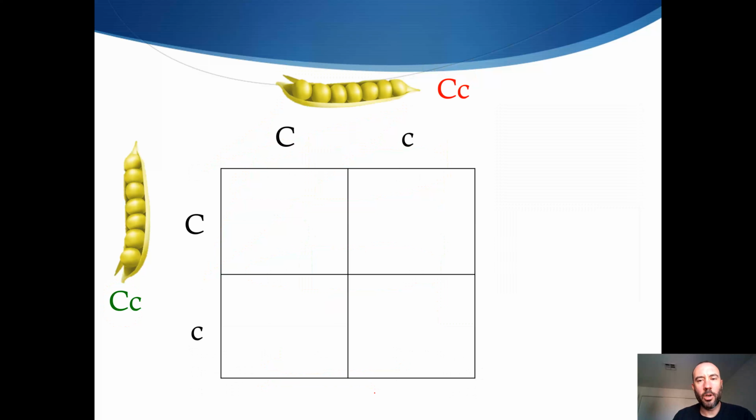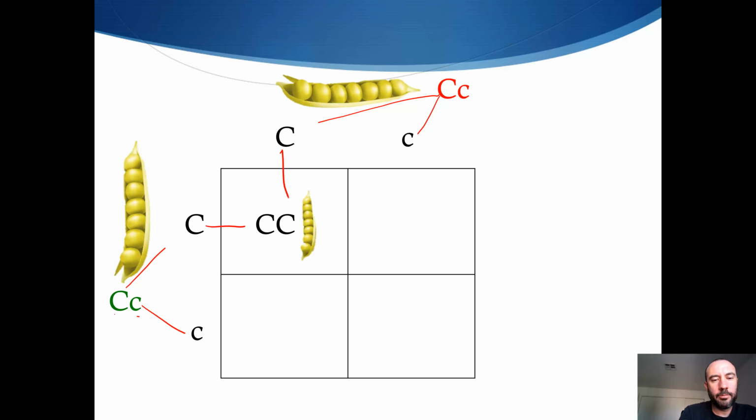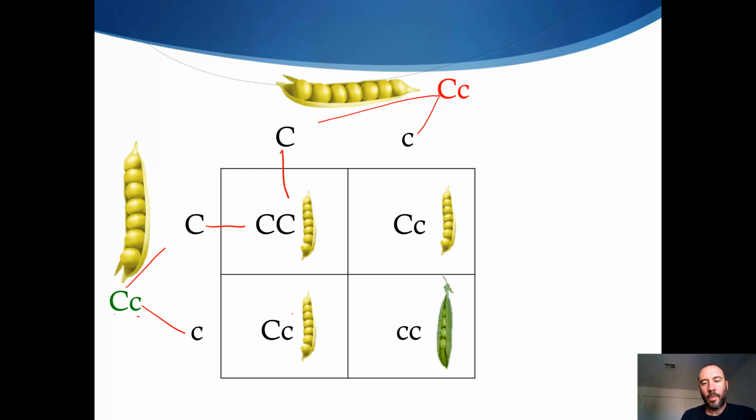But let's make it a little more complicated. Here we have two heterozygous ones, big C, little c, so big C or little c, big C or little c. And then we look at those combinations. Here you have big C, big C, big C, little c, little c, big C, little c, little c, okay?